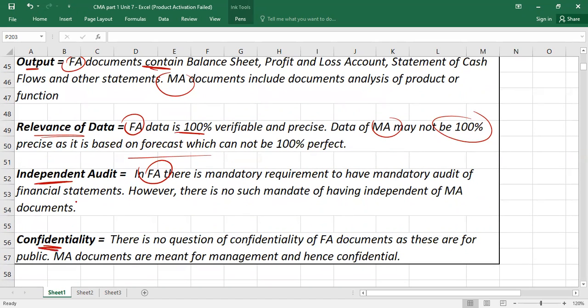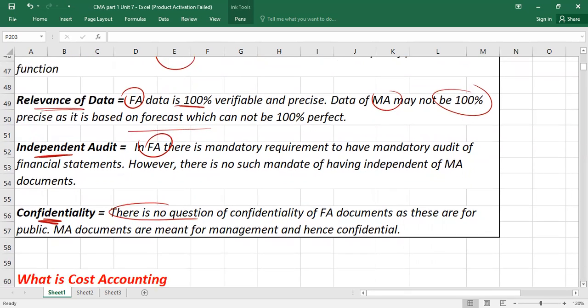And then confidentiality. I believe in financial accounting, there is no question of confidentiality. The reason is we prepare the statements for the public and issue them to them, so it's not confidential. But management accounting might, to some extent, be confidential. Okay, so these are just the differences I told you.